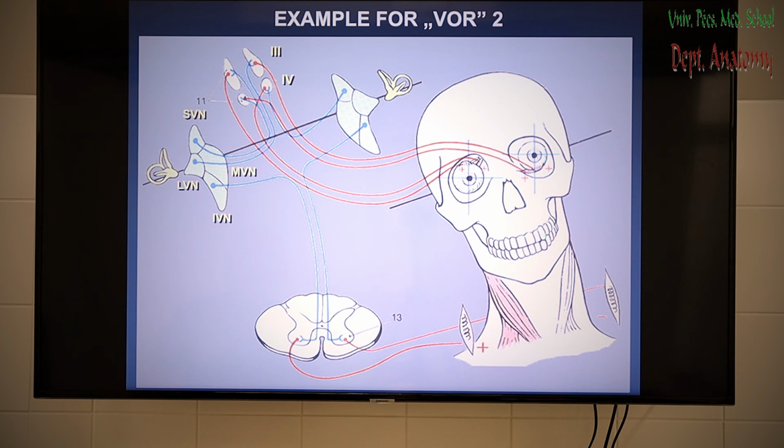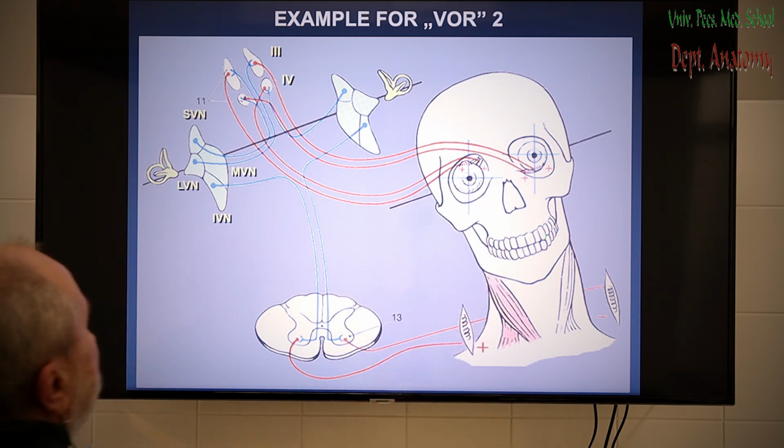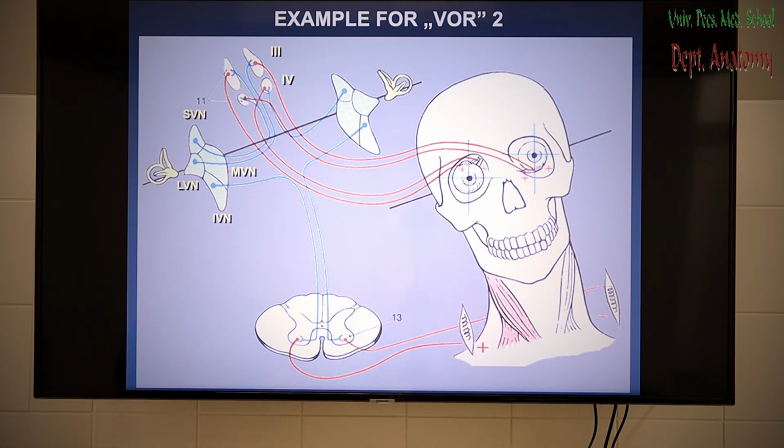Another example of the vestibulo-ocular reflex is tilting the head, and that is hard to investigate in patients, because we have a round pupil. So tilting the head results in rotation of the eye, and this is not very obvious in humans.